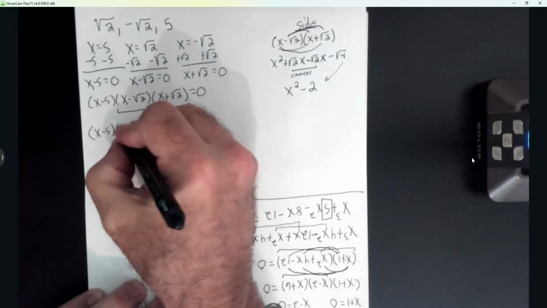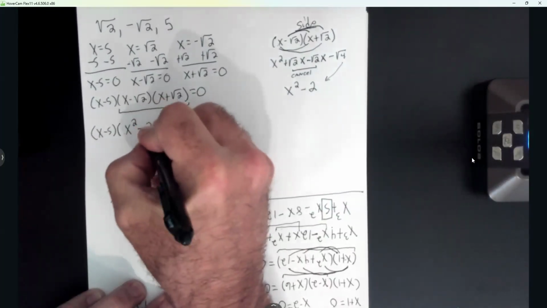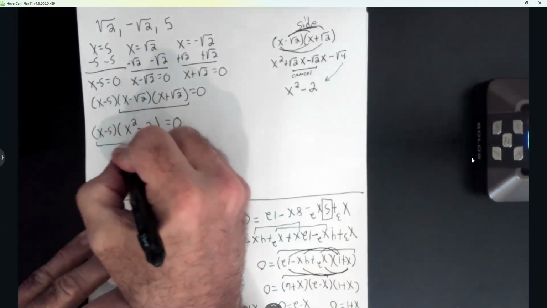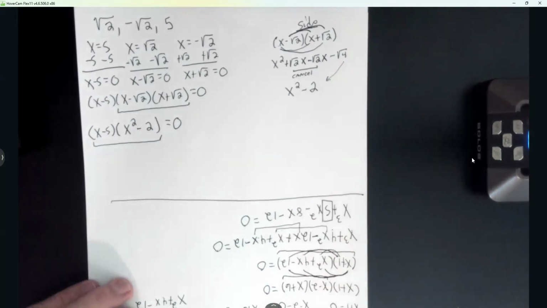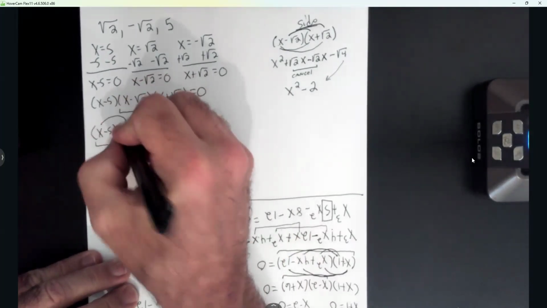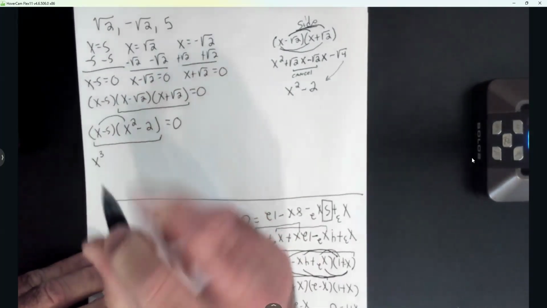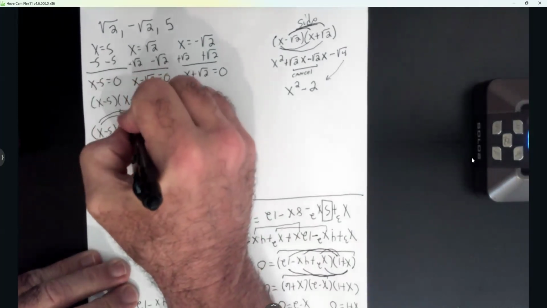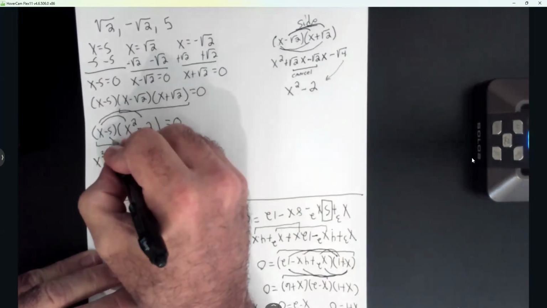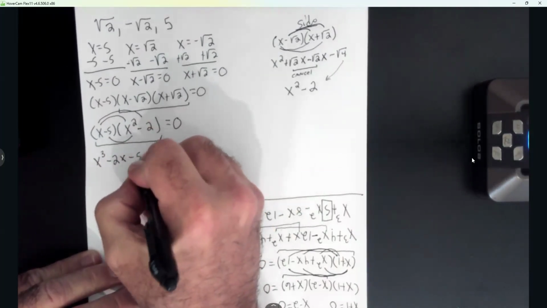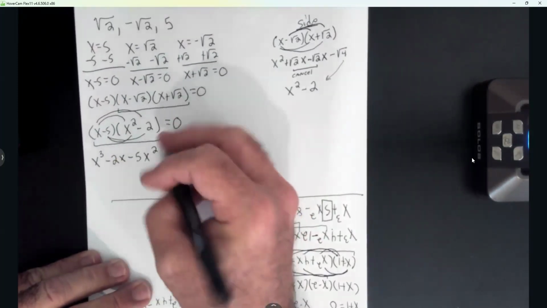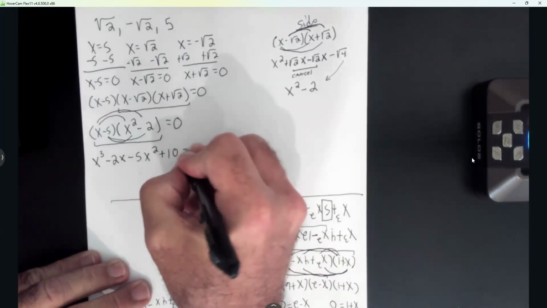So y'all, I'll put that here. X squared minus 2. So the last step was to come in and actually FOIL this out, okay? So I'll just FOIL it right here. So x times x squared is an x cubed. X times negative 2 is negative 2x. Negative 5 times x squared is a negative 5x squared. And then finally, the negative 5 times negative 2 is a positive 10.